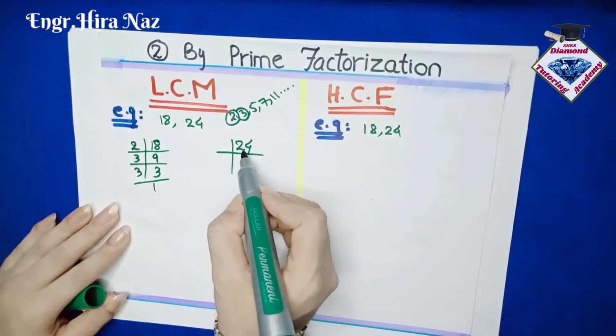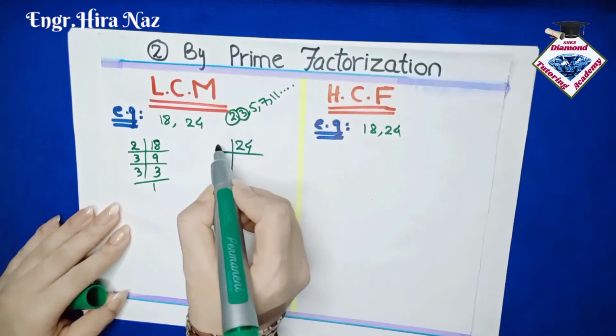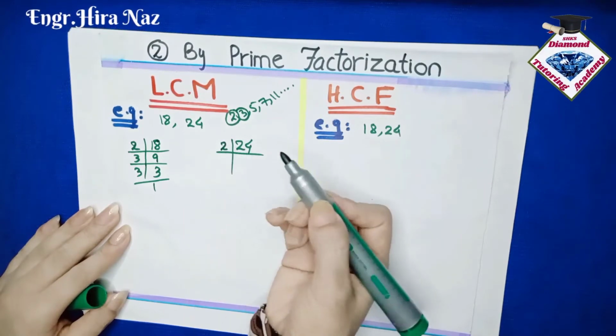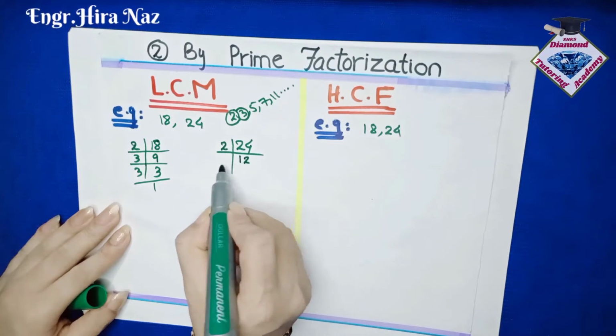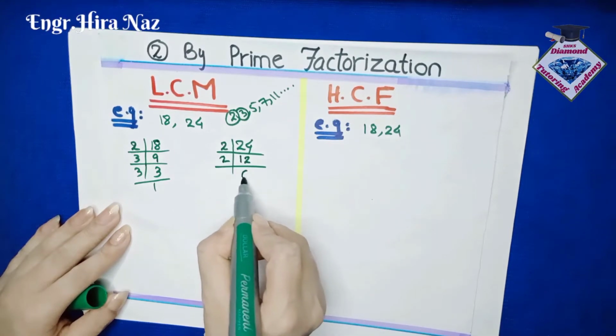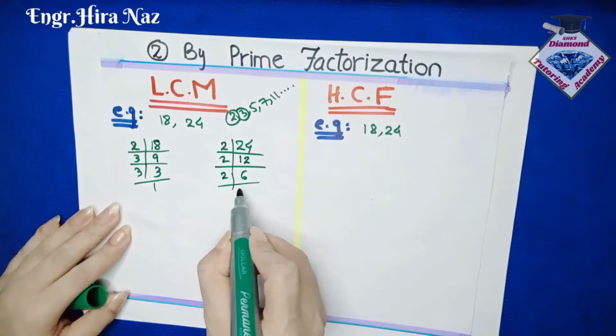Now we have to divide this number as well. So we have to take here divisor as 2 because 2 is a prime number. 2 times 6 is 12, and 2 times 12 is 24. 2 times 3 is 6.